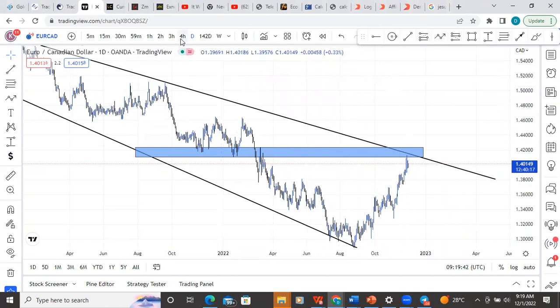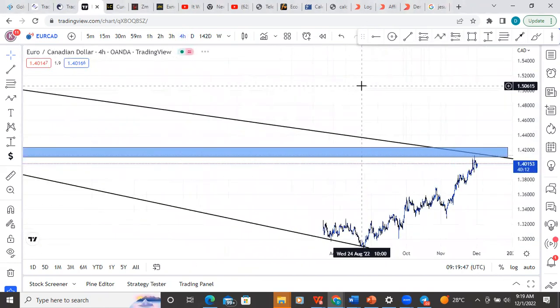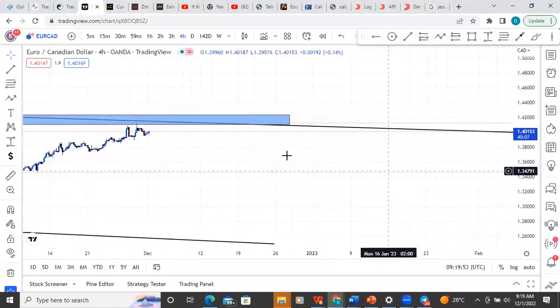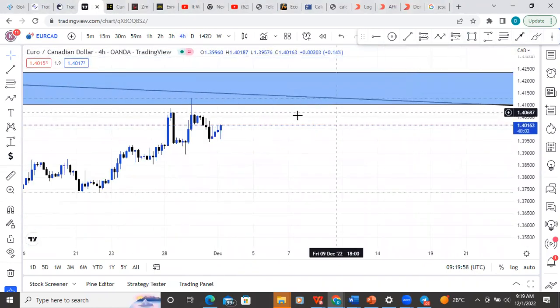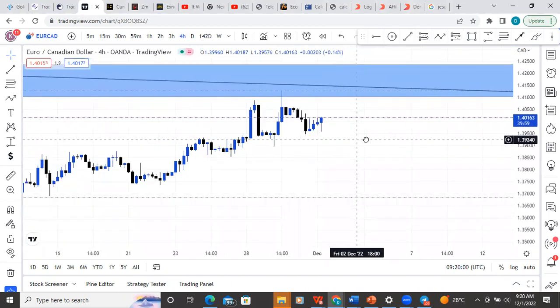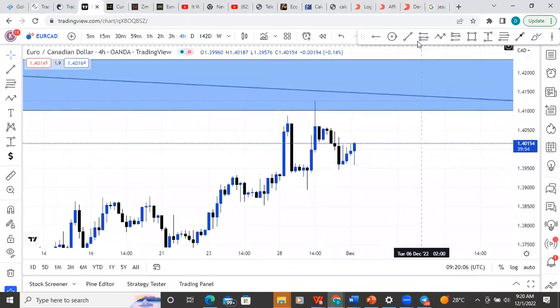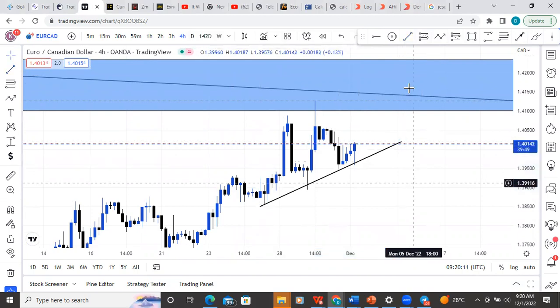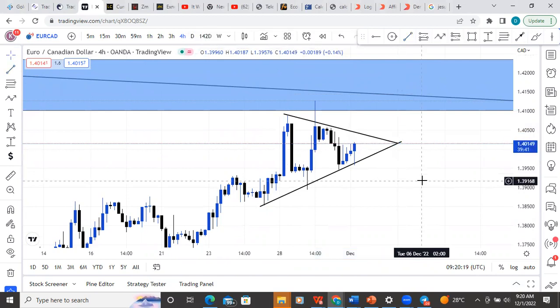Now I am moving to a lower time frame to really look for my entry pattern. I'm going to look for an entry pattern on a lower time frame. So on the H4, what can I see on the H4? This is what I can see price doing. I can see this pattern forming over here. I'm always looking for a pattern. And this is a pennant that I can see over here.